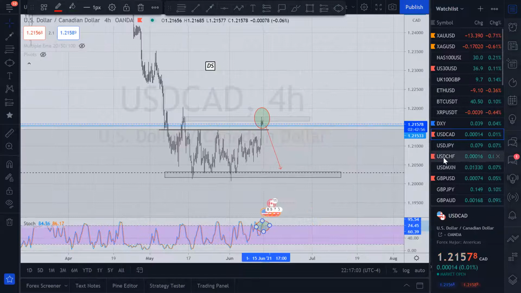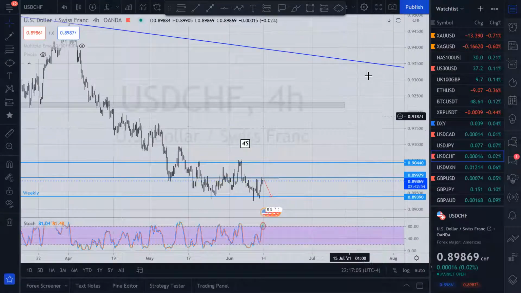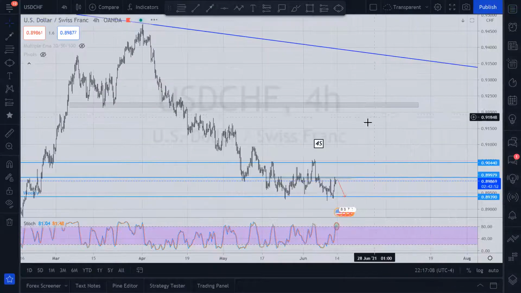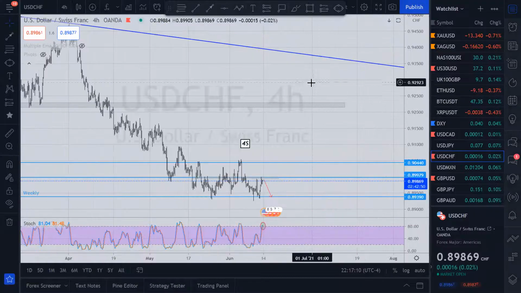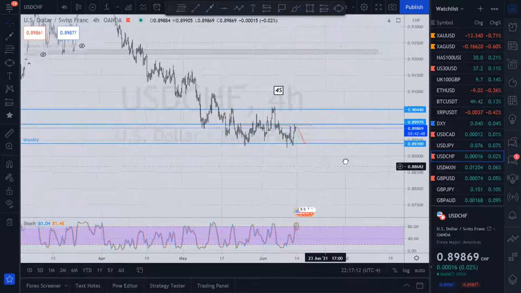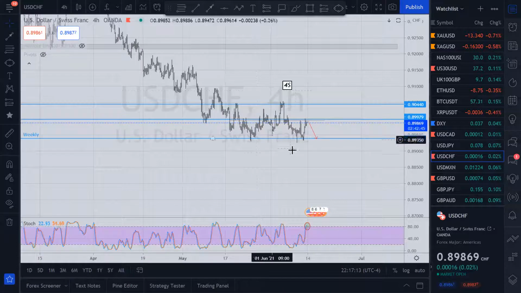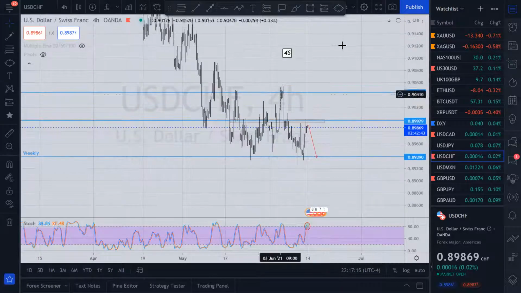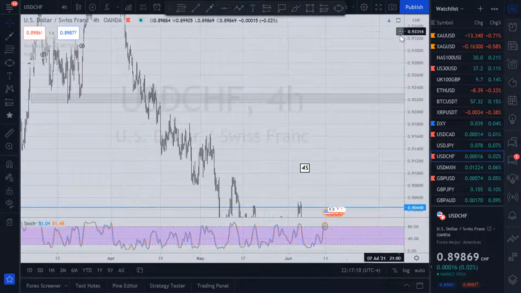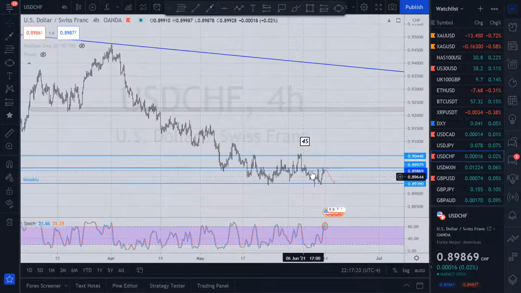Next, USD-Swiss. We're looking for shorts. Why are we looking for shorts? Look how long we've been short. Look how long we've been bearish.